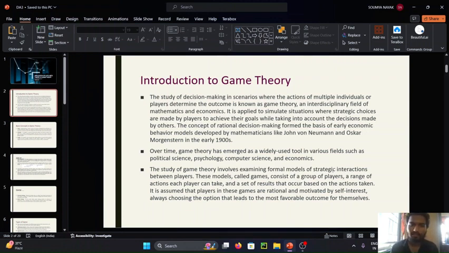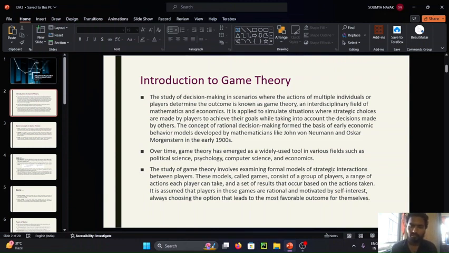Talking about game theory, the study of decision-making scenarios where the actions of multiple individuals or players determine the outcome is known as game theory. It is an interdisciplinary field of mathematics and economics. It is applied to simulate situations where strategic choices are made by the players to achieve their goals while taking into account the decisions made by others. The concept of rational decision-making formed the basis of economic behavior models developed by mathematicians like John von Neumann and Oskar Morgenstern in the early 1900s.